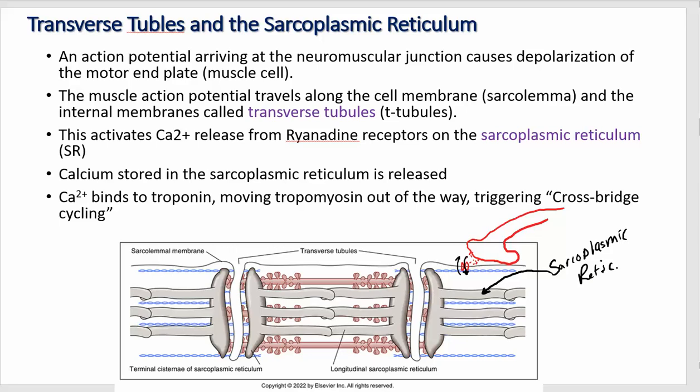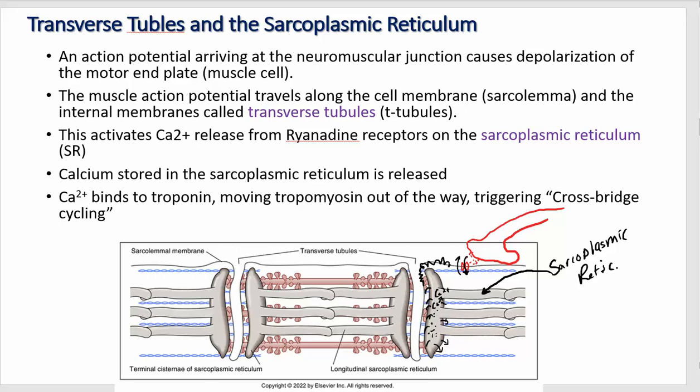Reticulum, and that stores calcium. Okay? So lots of calcium inside this. And so when the action potential moves down into this area, it starts letting calcium out of the endoplasmic reticulum. Okay? And once you have calcium out of there, as long as you've got ATP, you're going to have a muscle contraction. Right? So calcium stored in the sarcoplasmic reticulum is released.